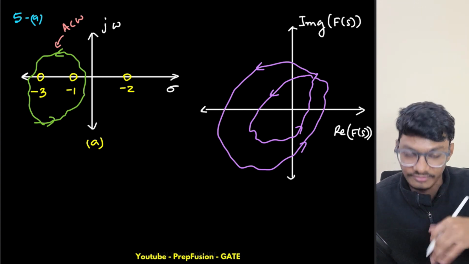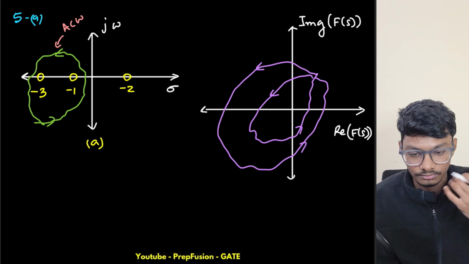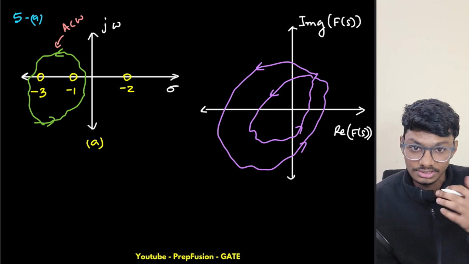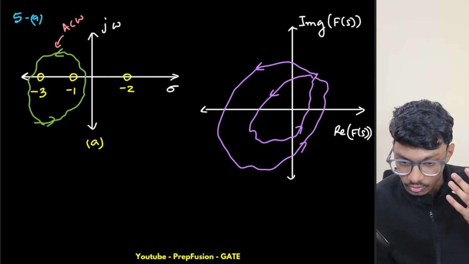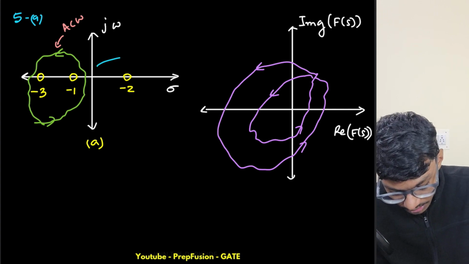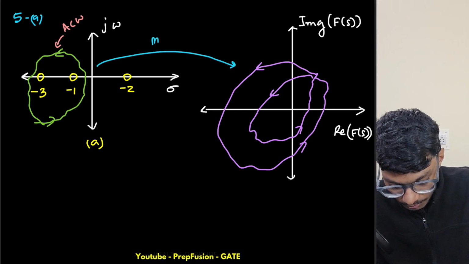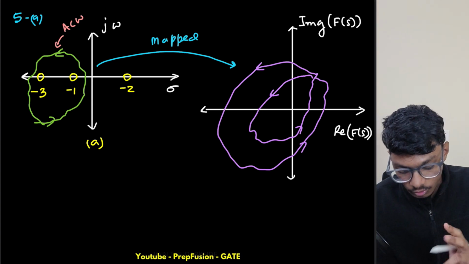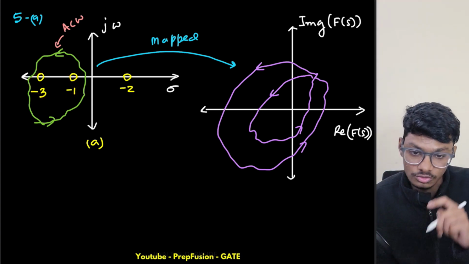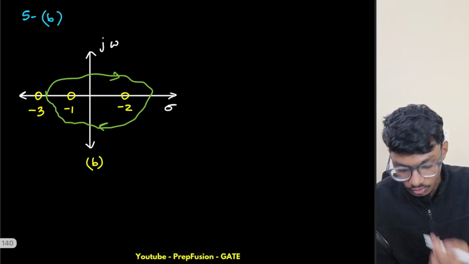This is not that important, but even if you don't understand, it's okay, because the next lecture is the most important part where most of your GATE questions will get solved. So this is again the mapped version, because I will get two encirclements because I have two zeros inside the contour. Now let's go to the second question.